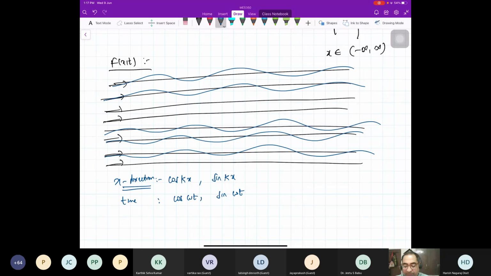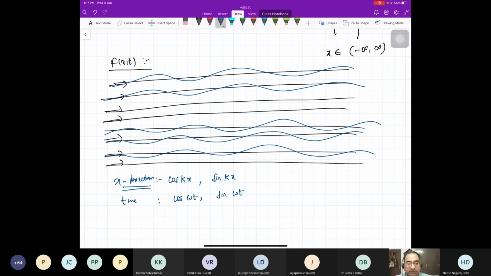So the natural functions for an unbounded domain, smooth functions, are sine and cosine. But I don't know which sine it should be: sine kx, sine 2x, sine 3x, sine anything x. So I will call it a general variable k. I don't know what that k is. Okay, k is just an arbitrary variable. It can assume any value.